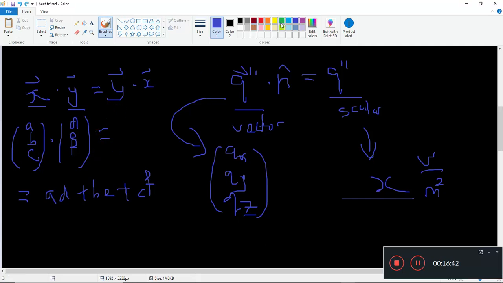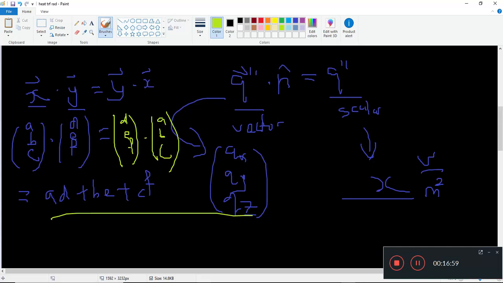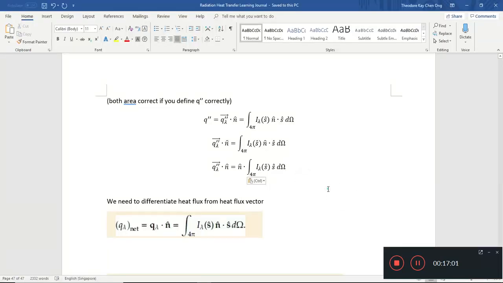Okay, I'm going to use a different color. DEF dotted with ABC. It is exactly the same. So it's AD, BE, CF. So this law actually works. Commutative law works.